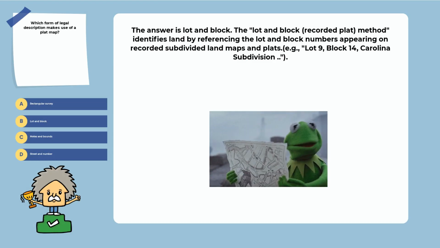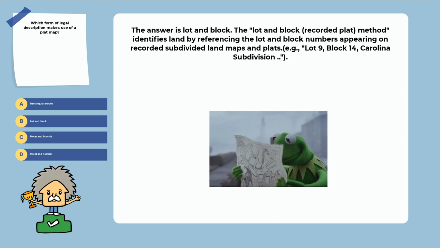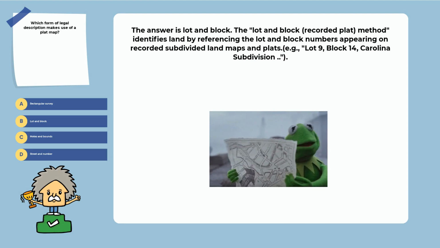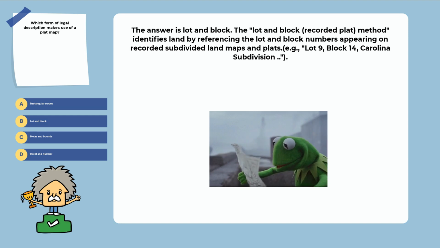Explanation. The answer is lot and block. The lot and block method identifies land by referencing the lot and block numbers appearing on recorded subdivided land maps and plats.